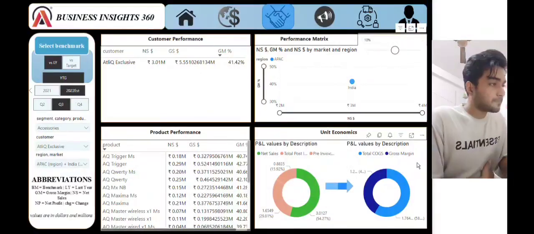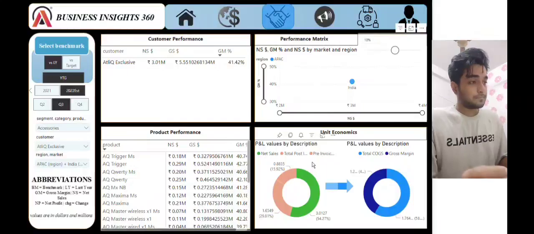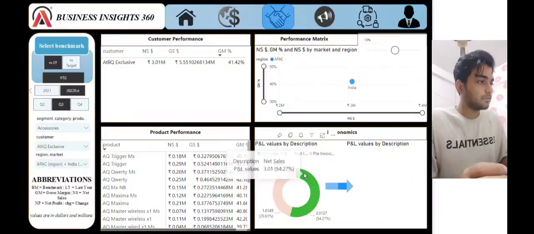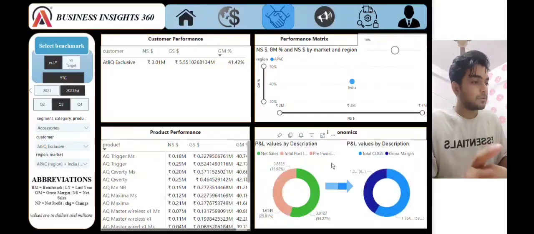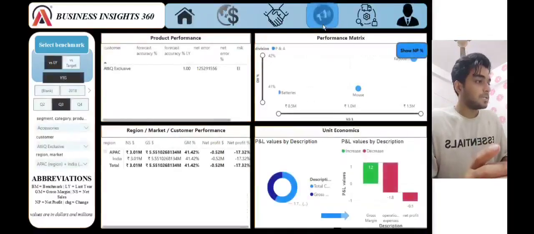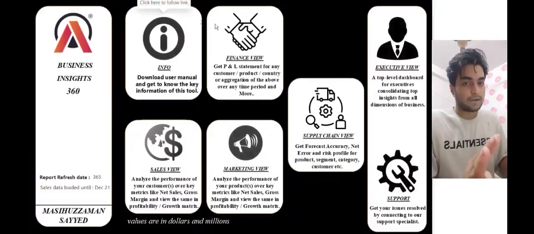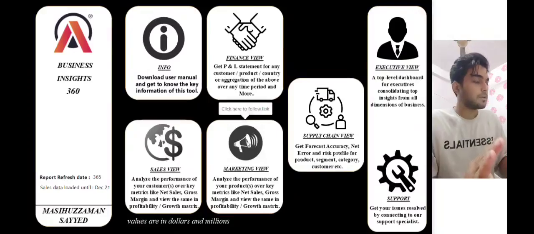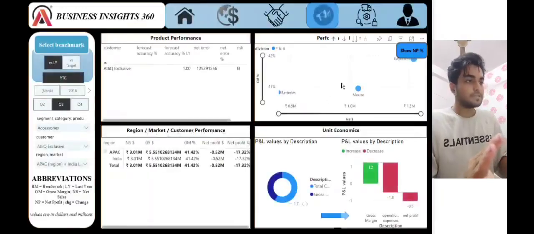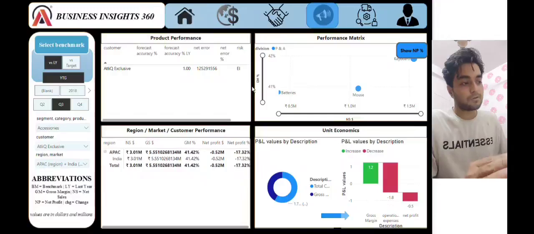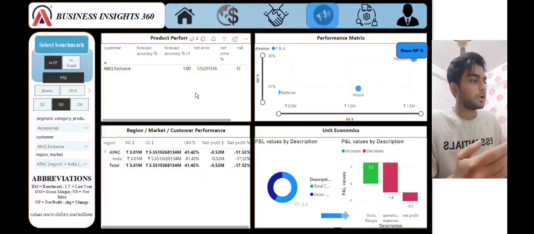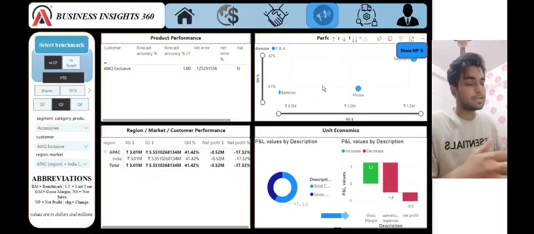We go on to the marketing view. From the home button, we had covered the finance view and the sales view. Now we're going to go to the marketing view. In the marketing view region, it's very simple. There are four main cards we have to pay attention to: product performance, region, market, customer performance, performance matrix, and unit economics. Since we had already seen product performance, region performance, and customer performance, we'll focus our emphasis on the performance matrix since it's the most versatile card here.